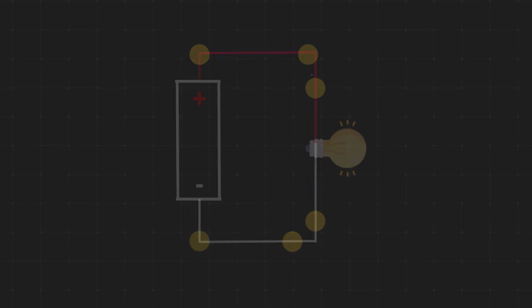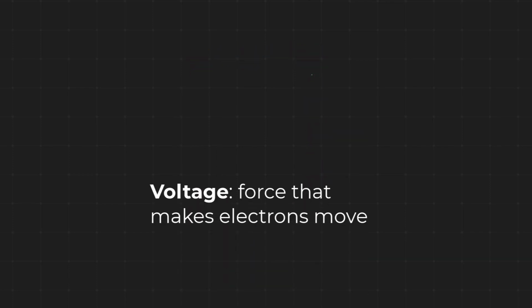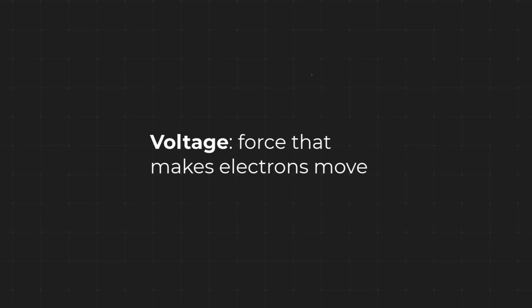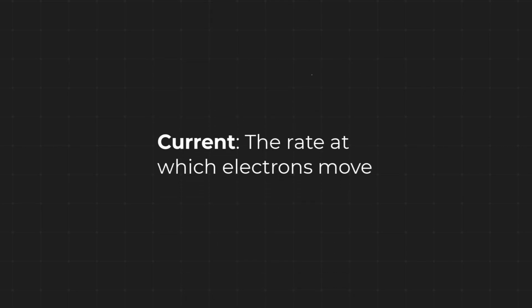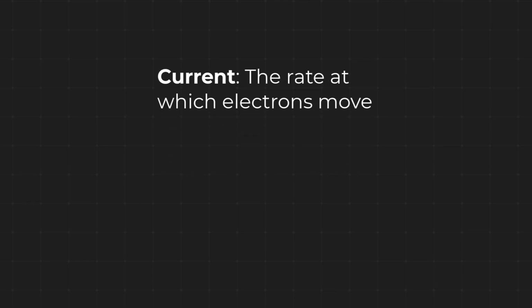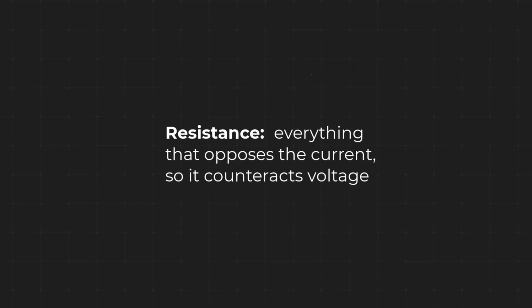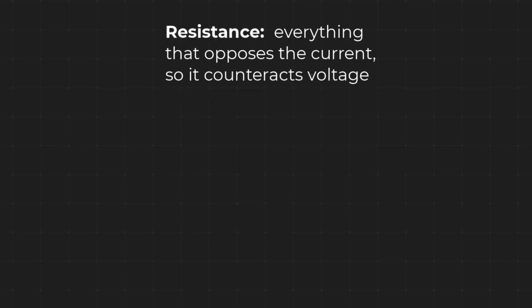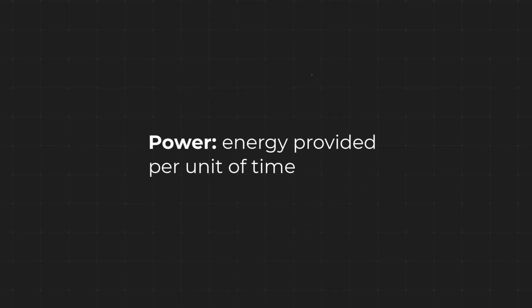So we've made it to the end of the video. Voltage is the force that pushes electrons. The current is the flow of electric charges forced by a voltage. Resistance is the force that counteracts voltage, so it makes electrons lose energy. And power is the energy that a current can provide for a certain time to do work, for example, turn your home's lights on.